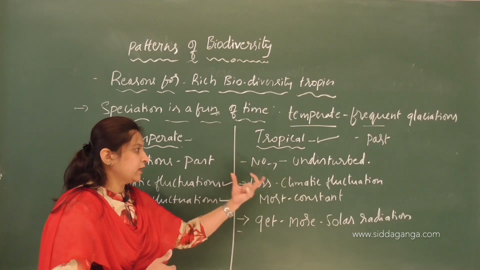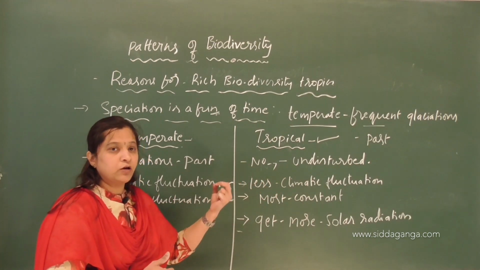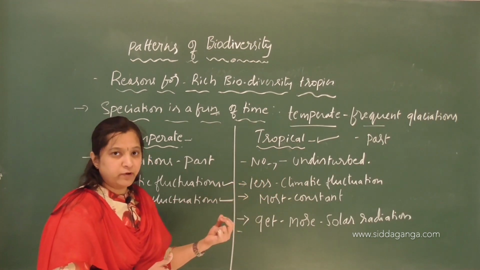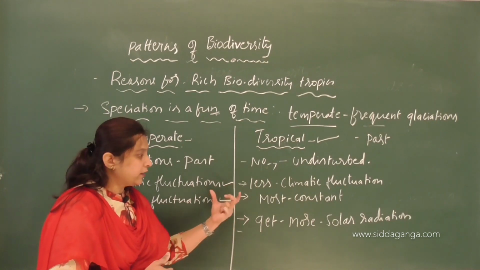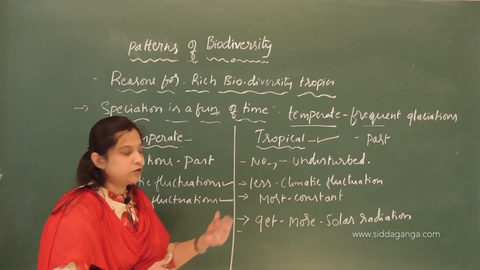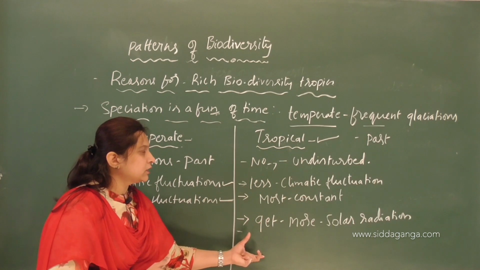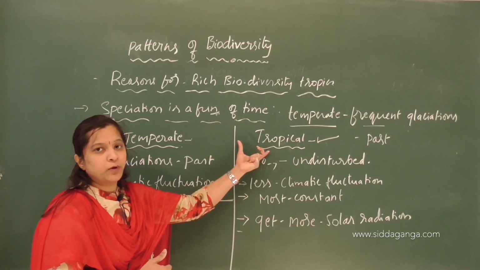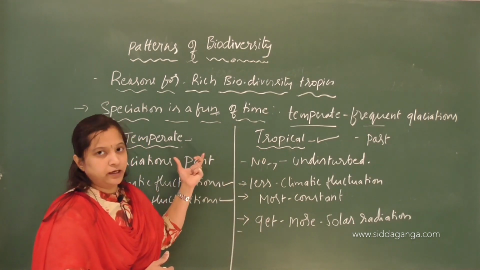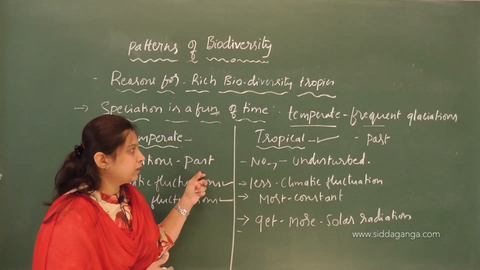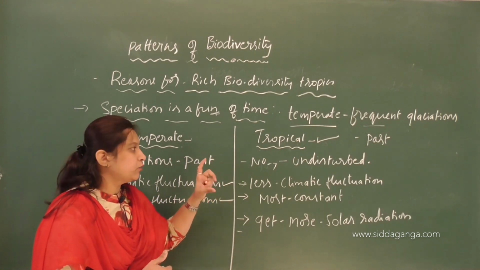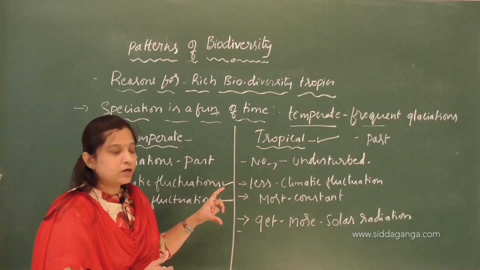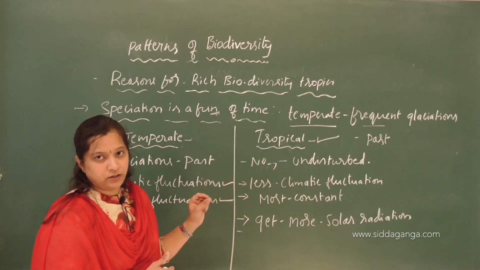So these areas are left undisturbed. And there are less climatic fluctuations, they have a most constant environment, less seasonal, and they get more solar radiation. So all these are the reasons for the highest biodiversity in tropical areas. So this is very important. This question may be asked even in the board exam as well as the NEET exam.